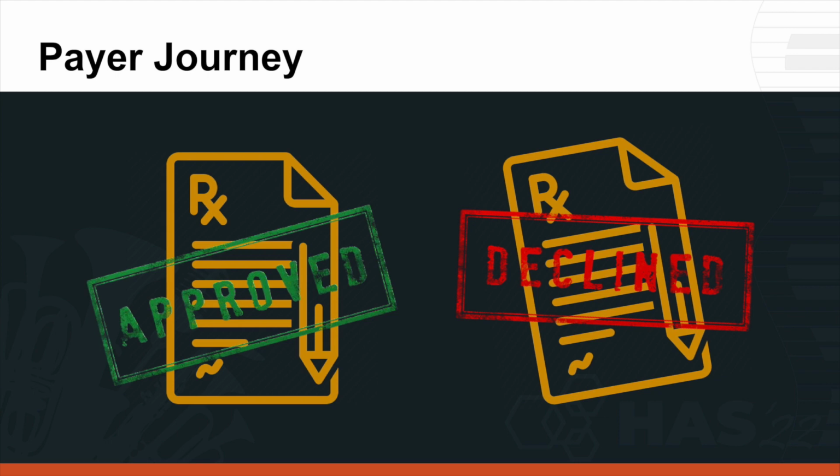Right. How do payers decide what is covered? What is going to be approved on their prior authorization? They are comparing the clinical documentation that was sent in from the provider's office against their own pre-built formulary.